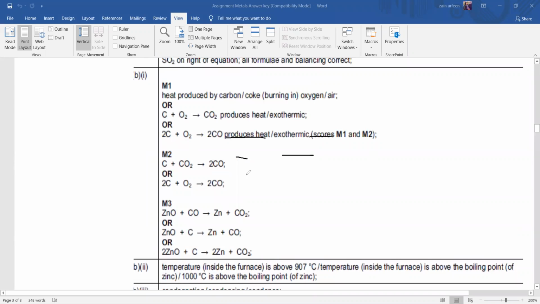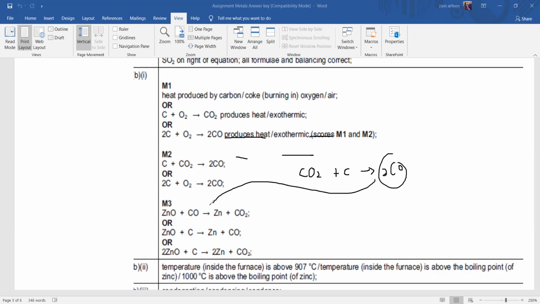Second, the carbon dioxide may react with more carbon to produce carbon monoxide. And this carbon monoxide is a good reducing agent. So carbon monoxide reacts with zinc oxide to give zinc metal and carbon dioxide. Yes, you don't have to write all the equations, only 3 equations.